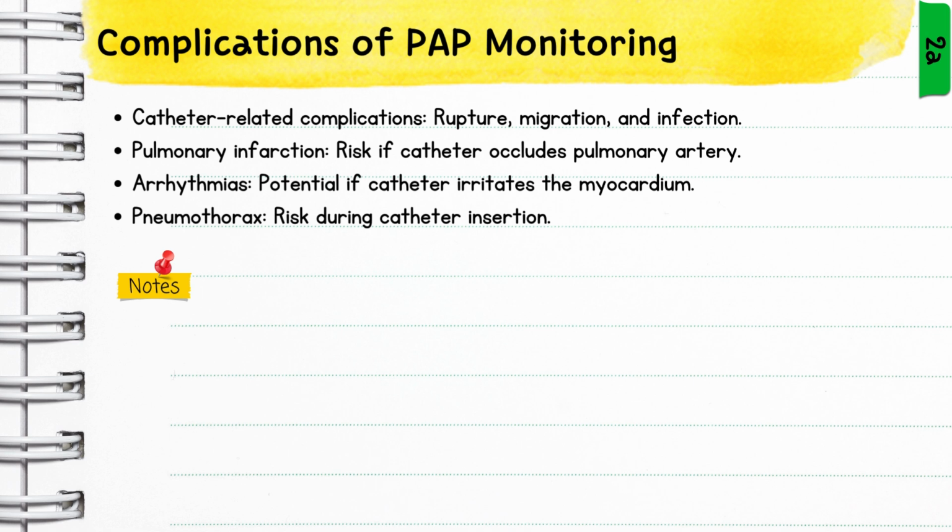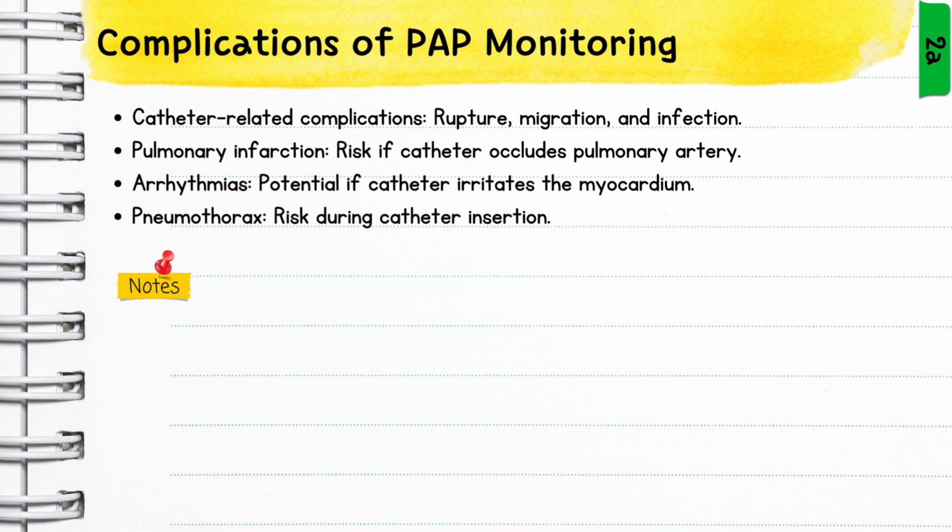Pulmonary infarction is also a serious risk if the catheter occludes the pulmonary artery. If the catheter occludes or blocks off the pulmonary artery, that will cut off the blood flow to the lung tissue, and we can all surmise how that's not a good thing.